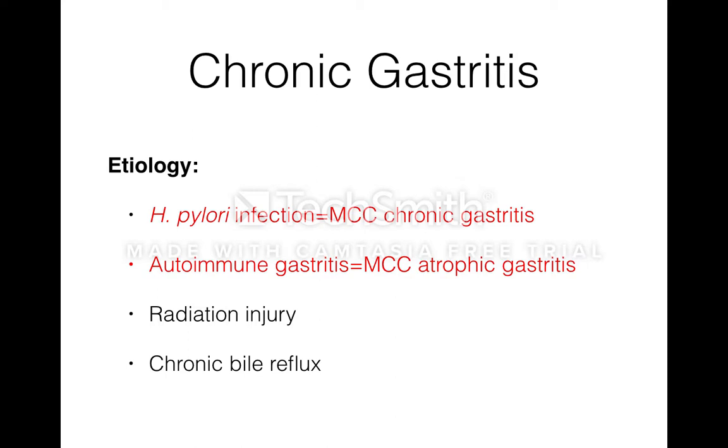Chronic gastritis tends to be more persistent but less severe than acute gastritis, and it just means it's been going on for a longer period of time. The most common cause is infection with Helicobacter pylori. Autoimmune gastritis is the most common cause of atrophic gastritis. Atrophic gastritis is just the endpoint of chronic gastritis, where you get a loss of gastric glandular cells and their eventual replacement by intestinal and fibrous tissues. Other causes of chronic gastritis may include radiation injury and chronic bile reflux.